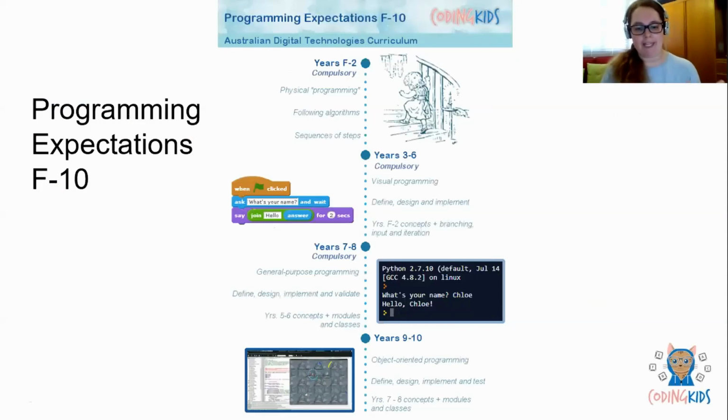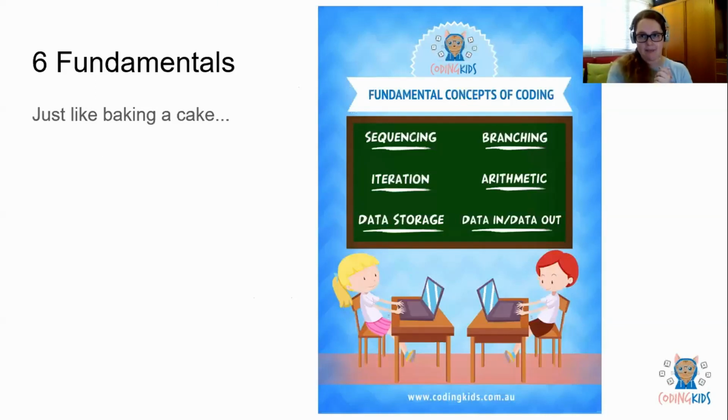Although you might be teaching a class to build a project with Scratch in years 3 to 6, it's good to see the programming expectations from prep all the way up to year 10. In prep to year 2, students learn sequencing of steps in real life or in storytelling. In years 3 to 6, students learn visual programming, so writing algorithms and developing digital solutions. Then in years 7 to 8, students learn general purpose text-based programming such as Python, which we're going to look at today. In years 9 to 10, students can build on what they've learned in earlier years and learn object-oriented programming.